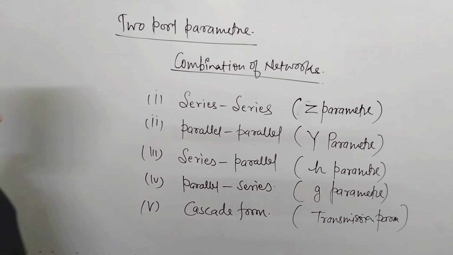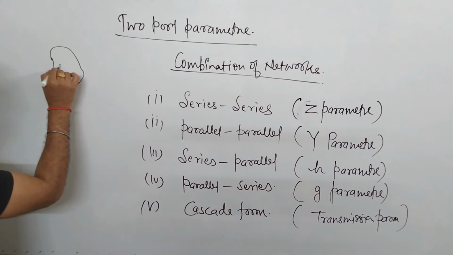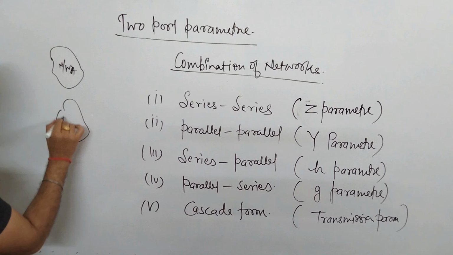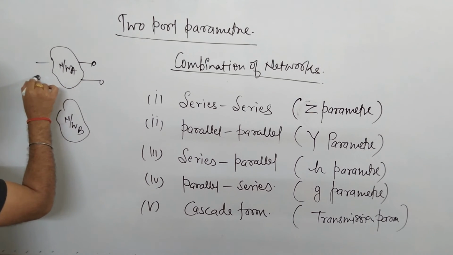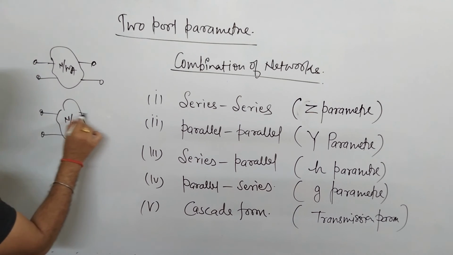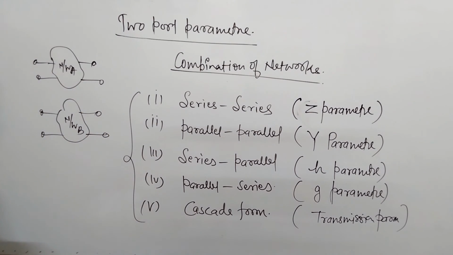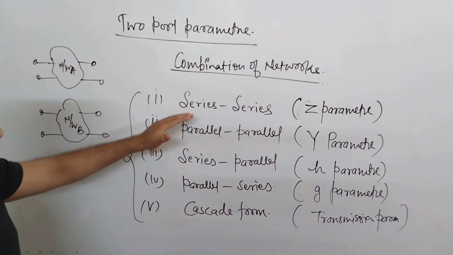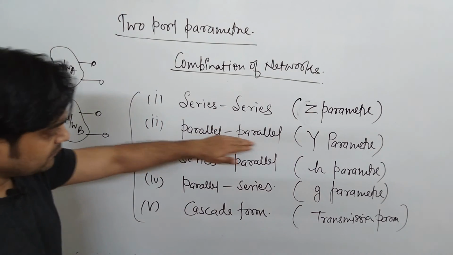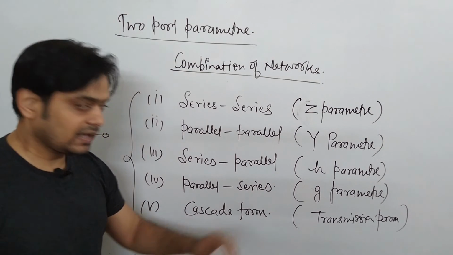So these are the 5 different types of interconnections. You will see two networks. Say if this is a network A and this is a network B. Now these two networks with 2 ports can be connected in these 5 different forms. We will see the interconnection one by one, but these two networks are connected in 5 different forms. So what are those forms? Either network connected in series, or in parallel, or in series parallel, or in parallel series, or in cascade form.